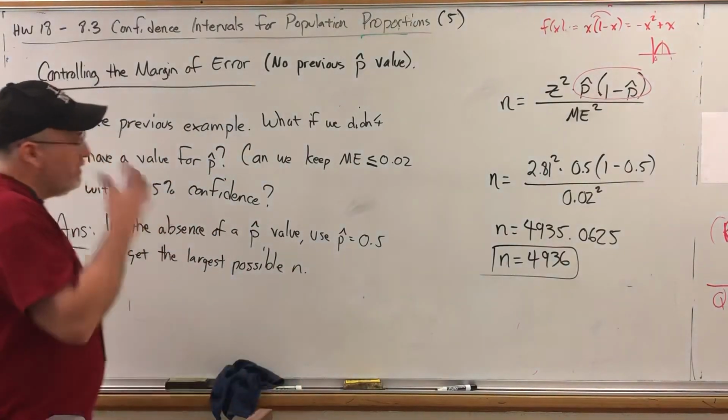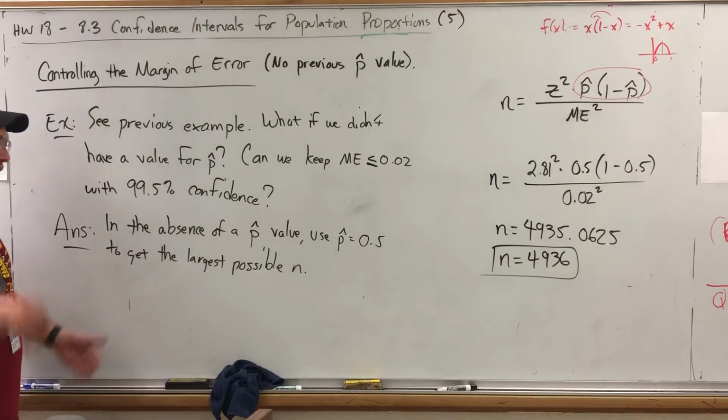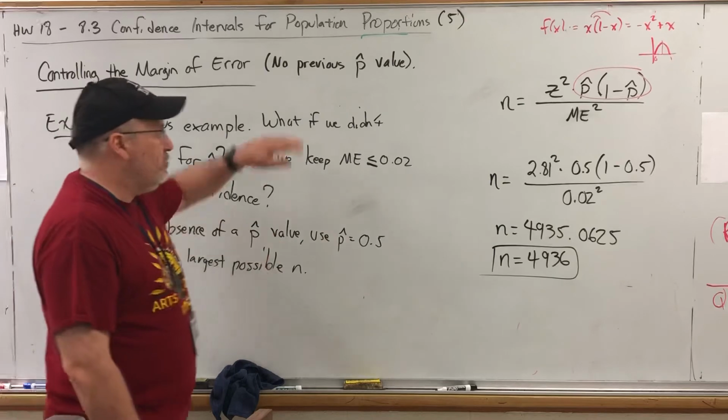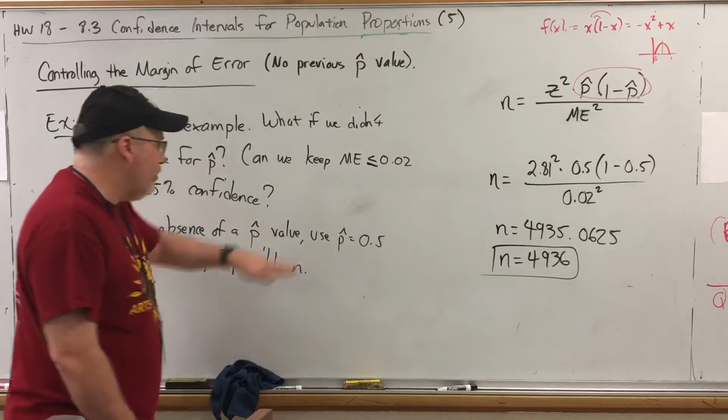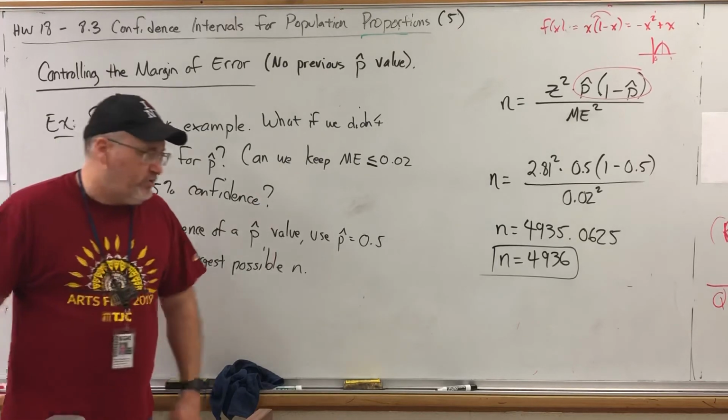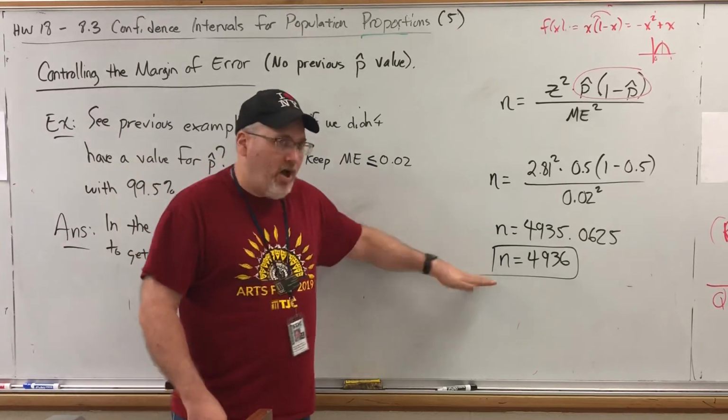So to summarize, because there was a lot of algebraic talk in there, if you're controlling the margin of error and they do not give you a previous p-hat value, you just use 50%, 0.5, and then proceed. Just remember, always round up.